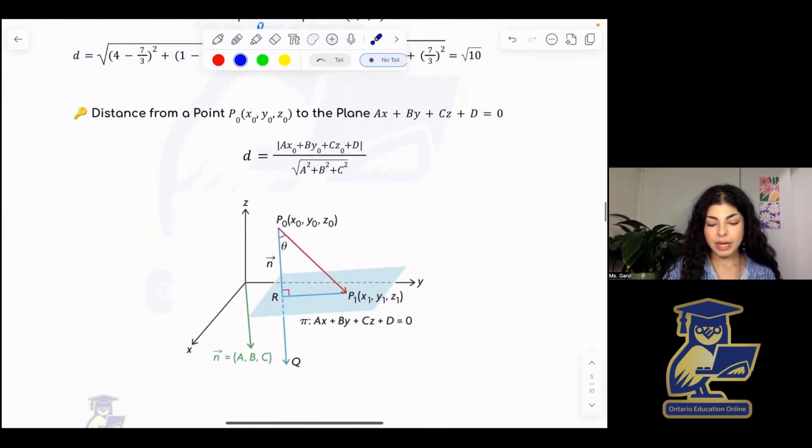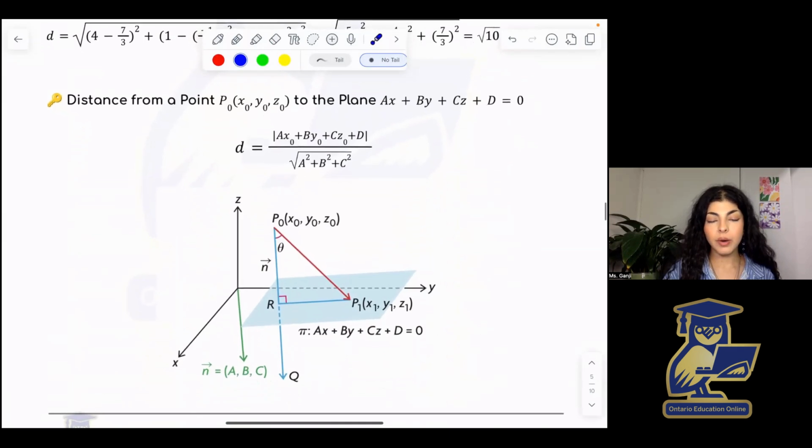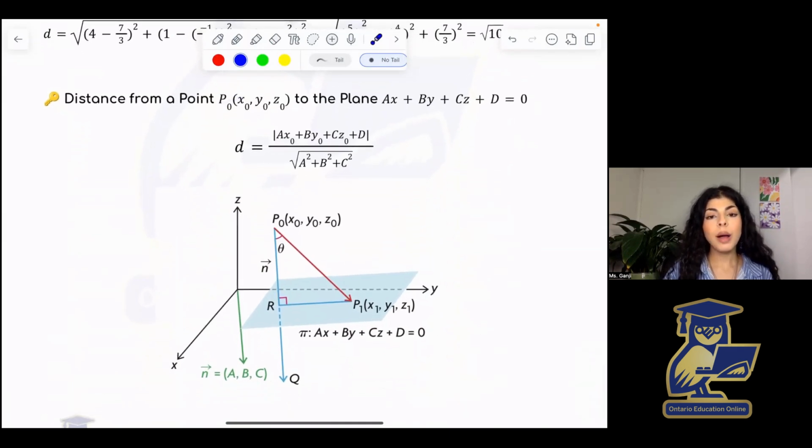Our final concept here is the distance from a point P0, again, given to us, to a plane ax plus by plus cz plus d is equal to 0. Now, I'm not going too much into how this one is derived, but if you follow the very first part, which was distance from a point to a line, and how that formula was derived, this is very close to that method as well. And you can see even the equation is very similar.